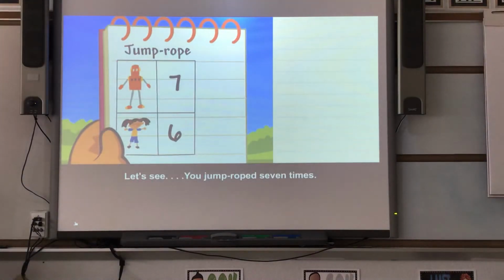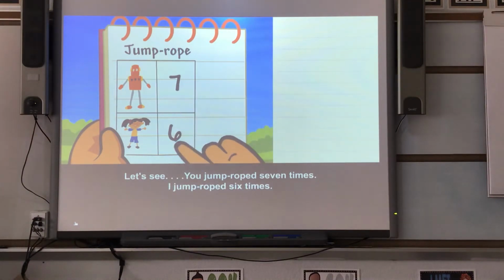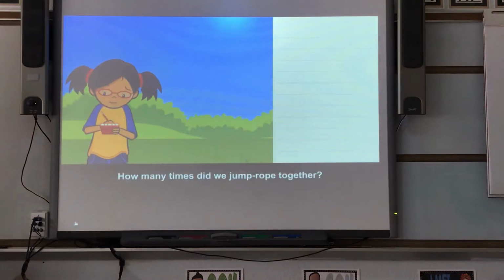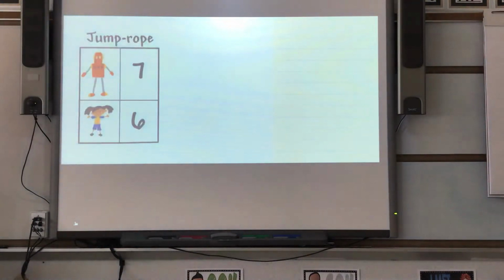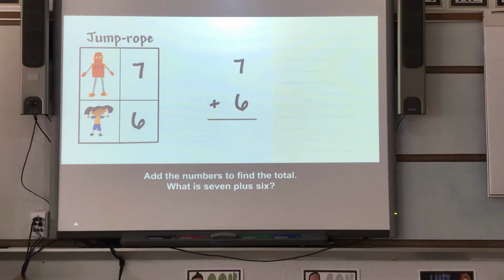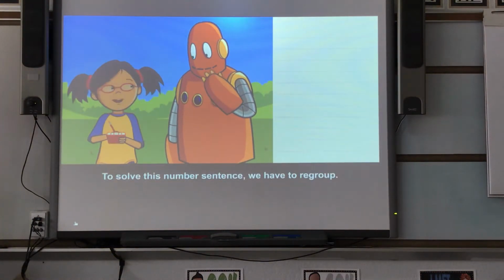Let's see, you jump roped 7 times. I jump roped 6 times. How many times did we jump rope together? Add the numbers to find the total. What is 7 plus 6? To solve this number sentence, we have to regroup.